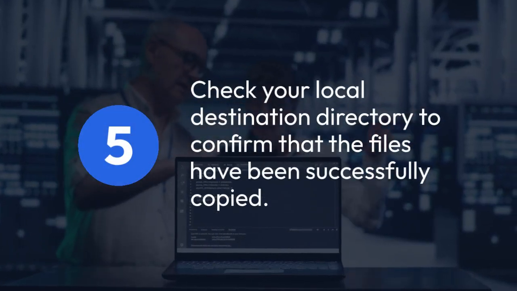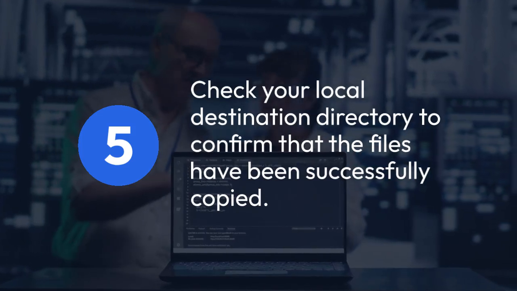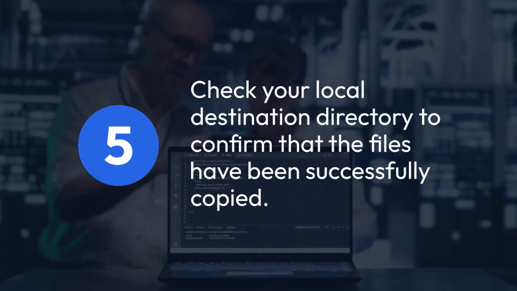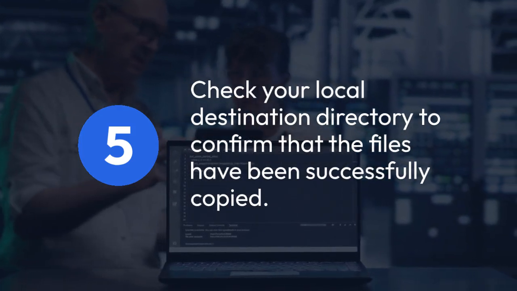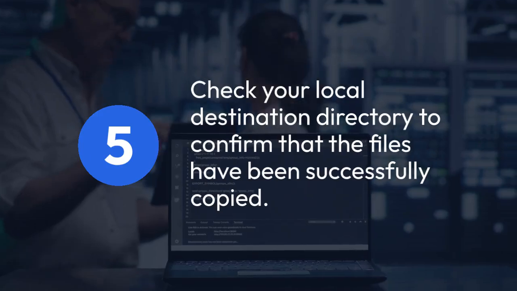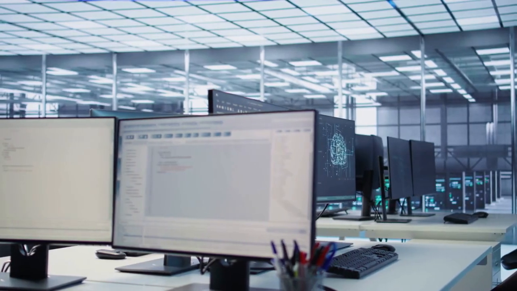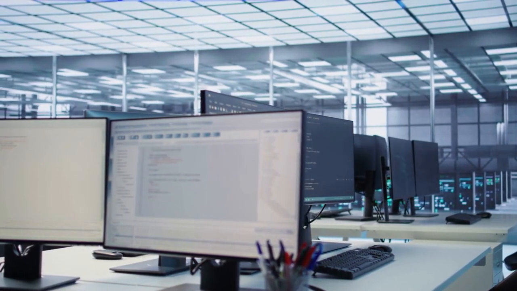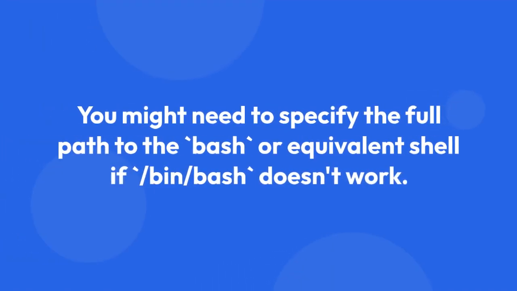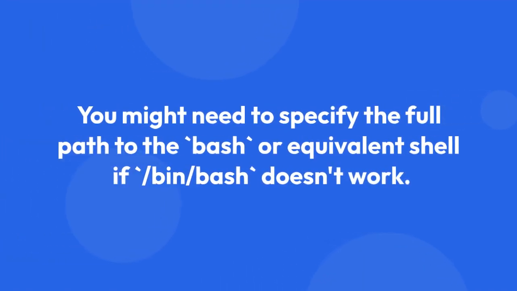5. After executing the kubectl cp command, check your local destination directory to confirm that the files have been successfully copied. If you encounter errors, double-check the pod name, source path, and destination path for typos. If you're using a different shell within the container, adjust the command accordingly. You might need to specify the full path to the bash or equivalent shell if /bin/bash doesn't work.